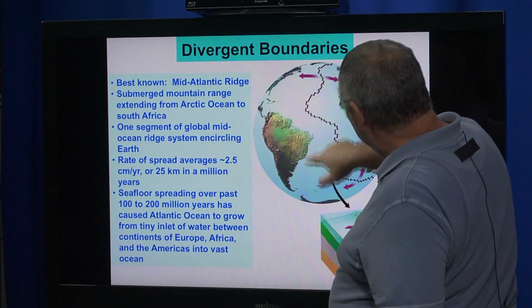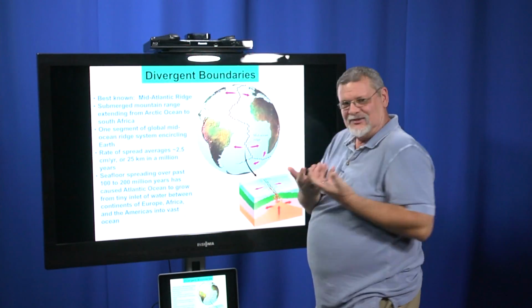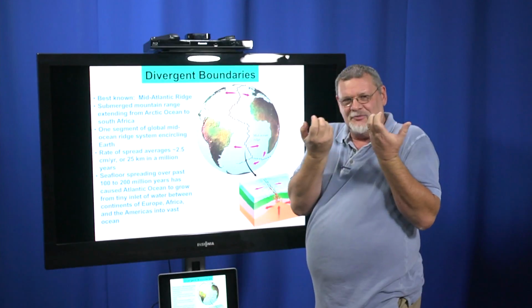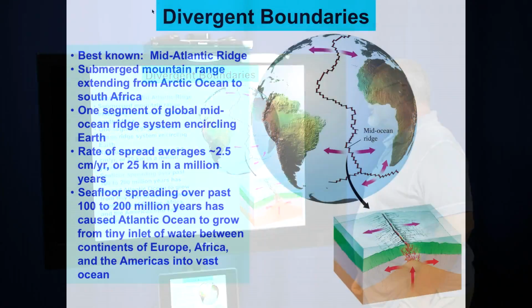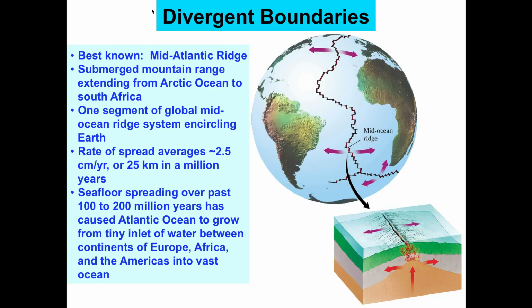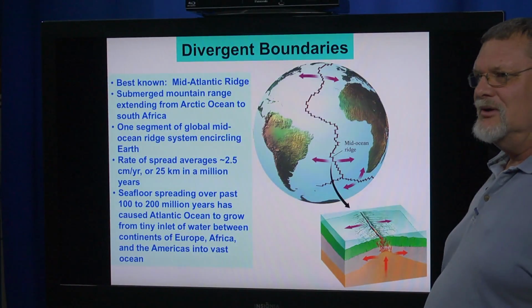Most of that rock there is much older, and as we come closer to the rift, that's much younger rock because that's the stuff that's come up more recently and has been pushed apart. The rate of spread is about 2.5 centimeters per year, about an inch per year, or 25 kilometers in a million years. So 1 million years geologically is not real. I mean, it's not slow, but it's not real fast. So 25 kilometers in 1 million years, you multiply that by 50 million years, then you've got a pretty good sized ocean going.